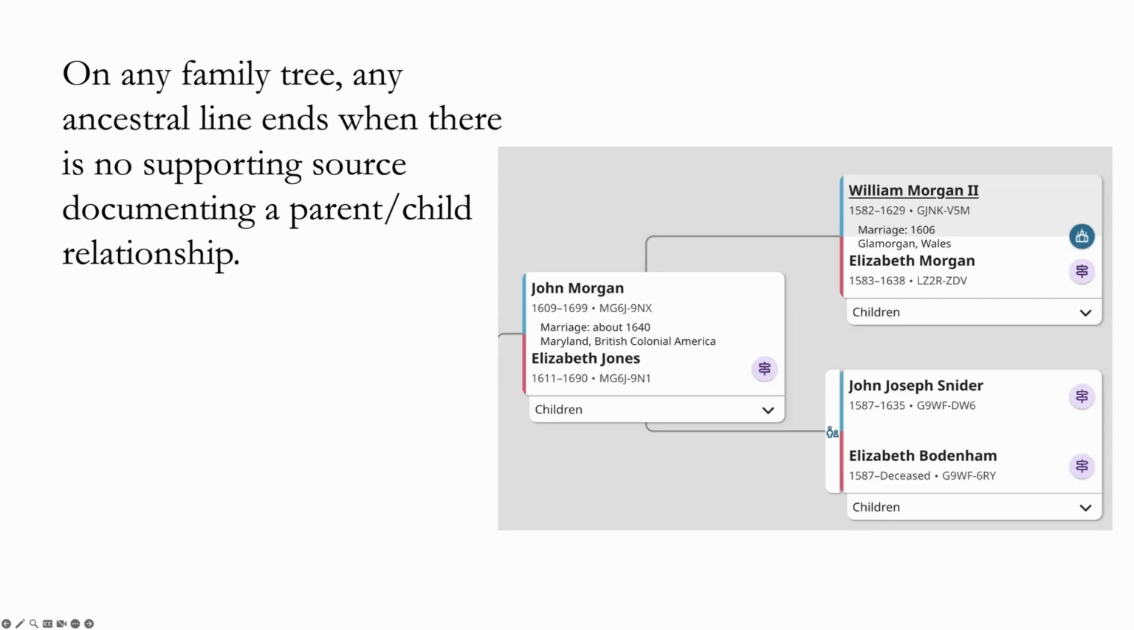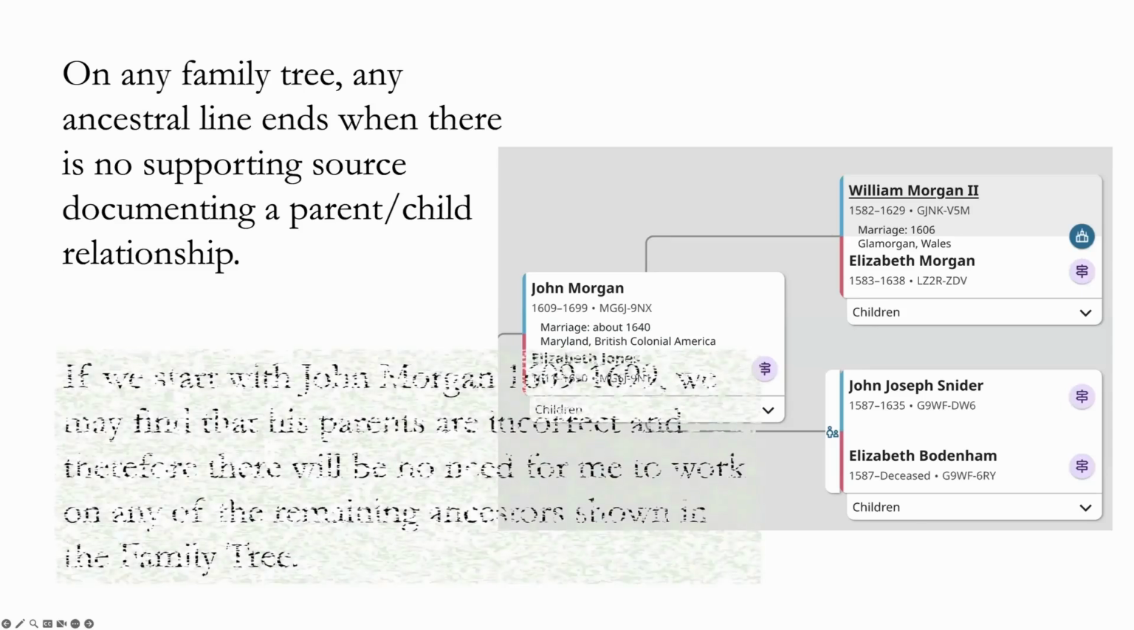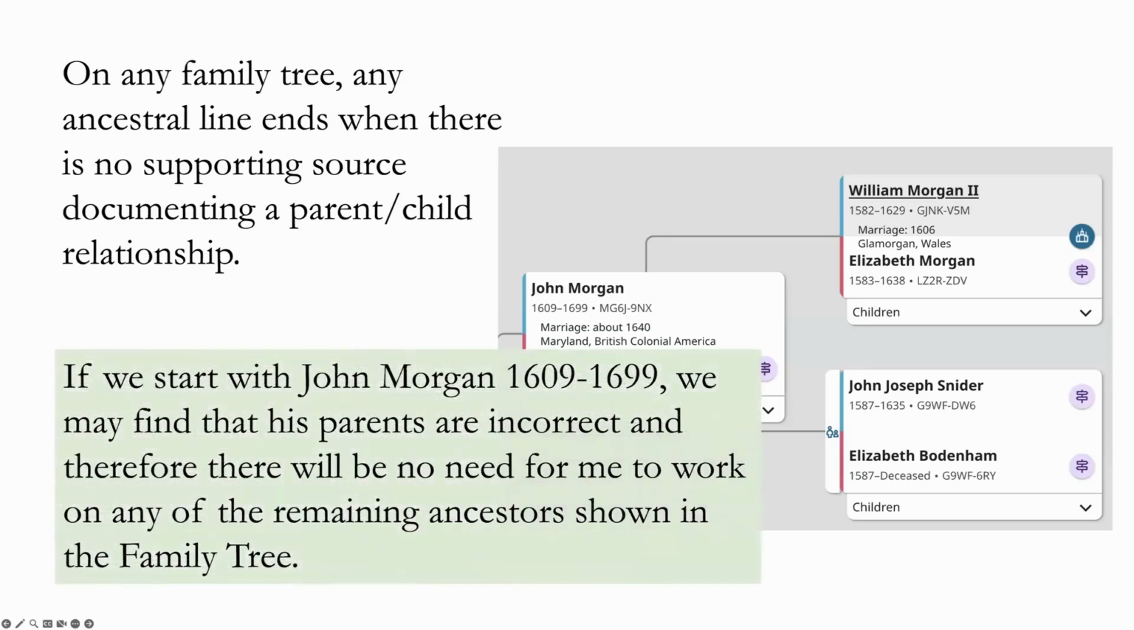And it doesn't matter what everybody thinks. It doesn't matter how many sources they have or anything else. The number of sources is immaterial, because if they're missing the parent-child relationship source, the rest of them are just more sources about that individual and that individual's family. Okay, so if we start with John Morgan, this is the 1699 person, we may find that his parents are incorrect.